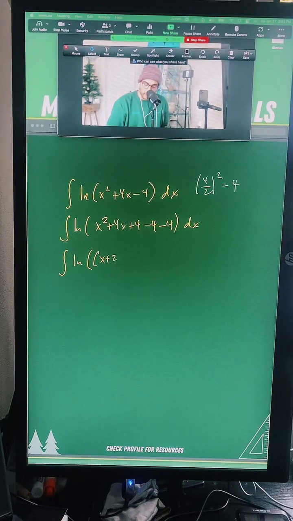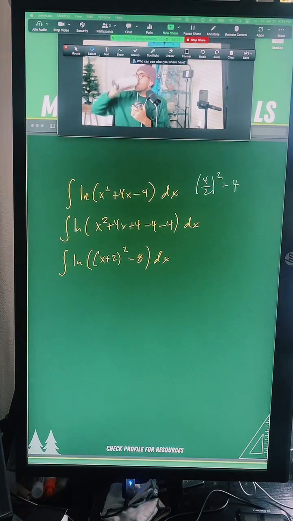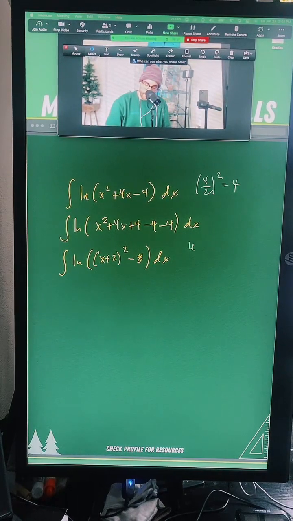All right, so this becomes x plus 2 squared minus 8. All right. What should be the next step? Let me know in the chat. Let's do some u substitution. All right, so u is equal to x plus 2. Very similar. Keep this in mind. du is equal to dx. So now let's rewrite this. Natural log of u squared minus 8 du.